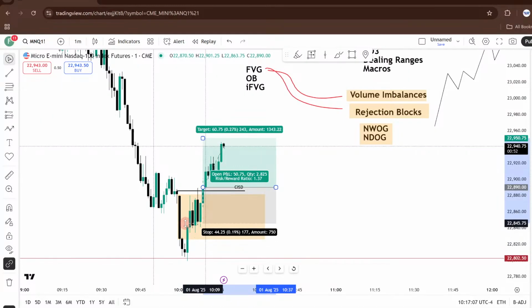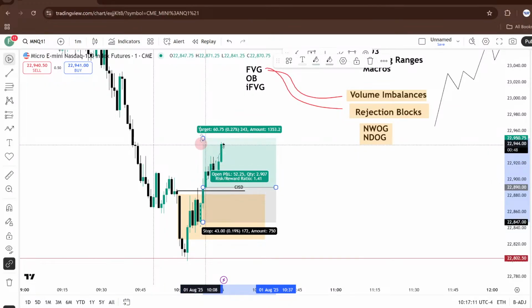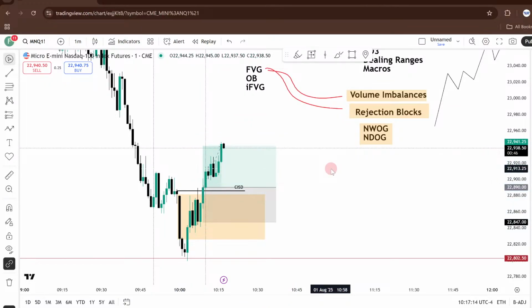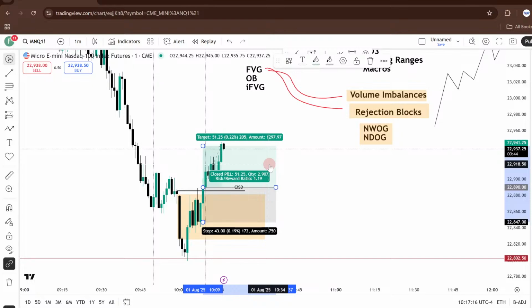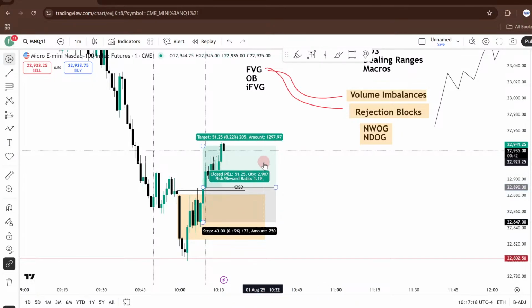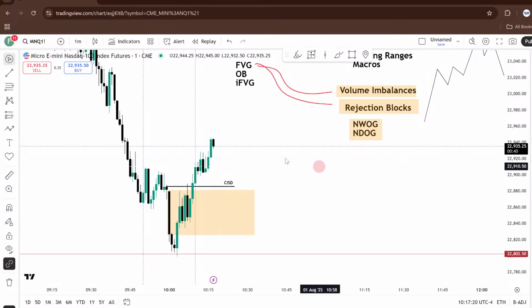Stop goes below order blocks. Right? You're done. That's 50 handles. And this is why I'm on the micro contract, because the micro contract obviously is more suitable to these conditions. But this is typically what I look for anyway.